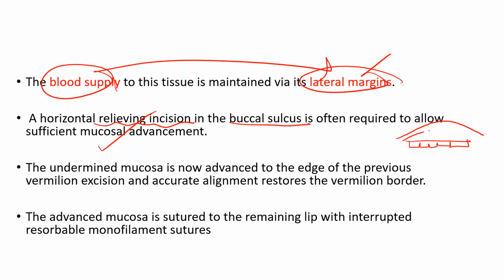So you have to give incision at the gingivo-buccal sulcus and gingivo-labial sulcus. This is the gingivo-buccal sulcus, so buccal cavity. This is the labial sulcus, gingivo-labial sulcus, so that you can go for mucosal advancement.